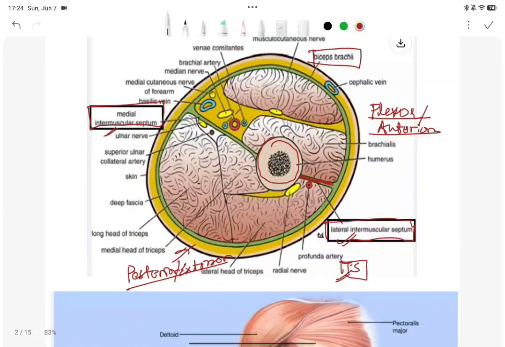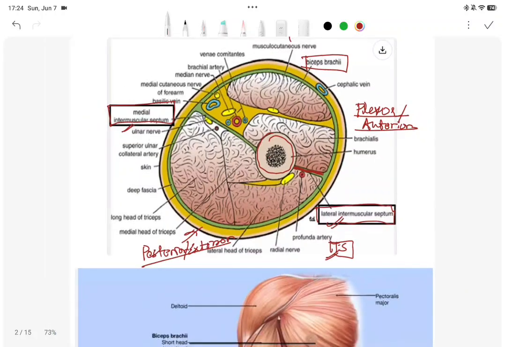Okay, so this is the triceps brachii, and this whole muscle in the posterior compartment of the arm is the triceps brachii. Triceps brachii is the largest muscle in the posterior compartment of the arm. It is the only muscle in the posterior compartment of the arm, and it has three heads.